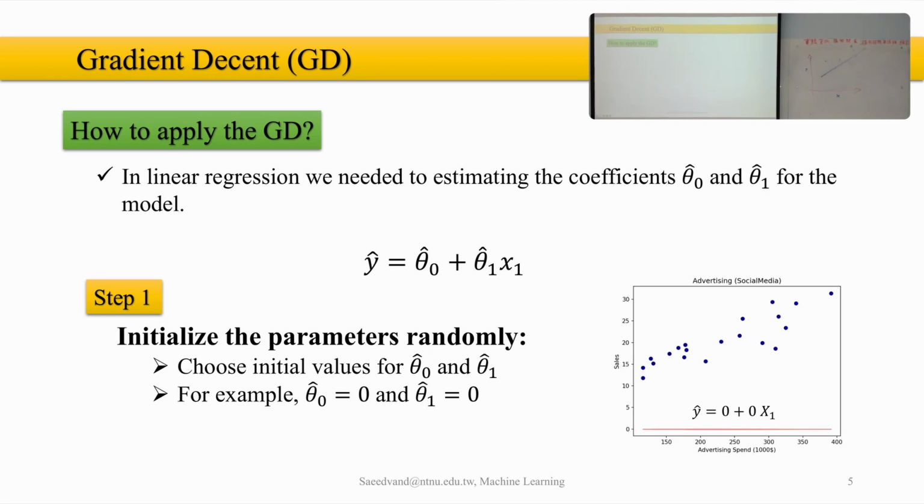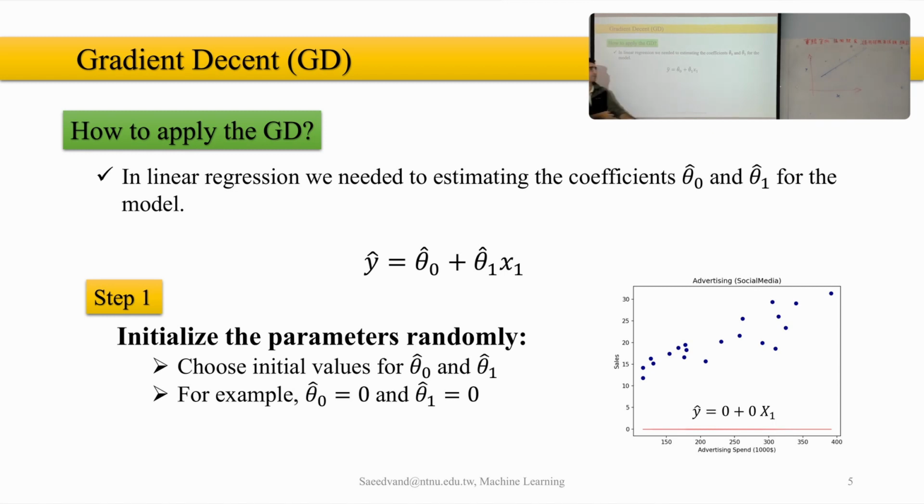Now, okay, let's say we know exactly what it is. How can we apply gradient descent? The question comes: how can we bring it into machine learning and the linear model, linear regression, and how can we use it to train our model? We said in linear regression, we needed to estimate the coefficients theta hat 0 and theta hat 1 for the model, right?